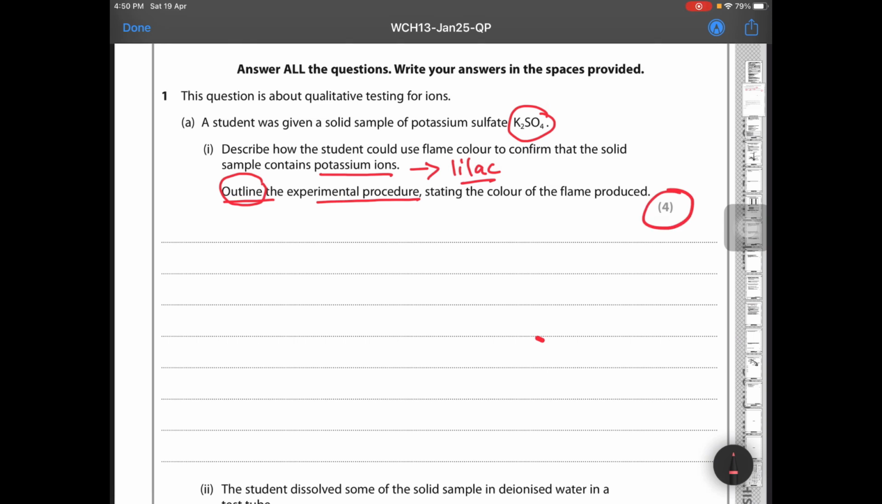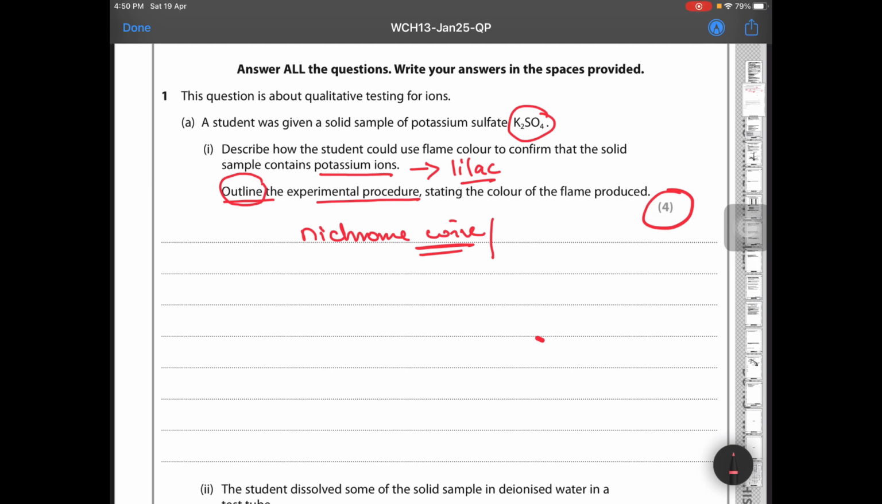So first thing is you're going to use the wire for the flame test, so you have to be very specific which wire you're going to use. Nichrome wire is what will be used. You can also use nickel chromium alloy wire, or you can use platinum wire, because all these wires have a high melting point, by the way.